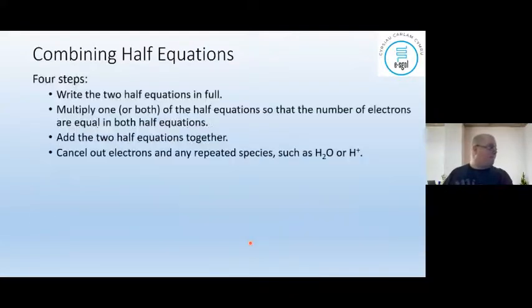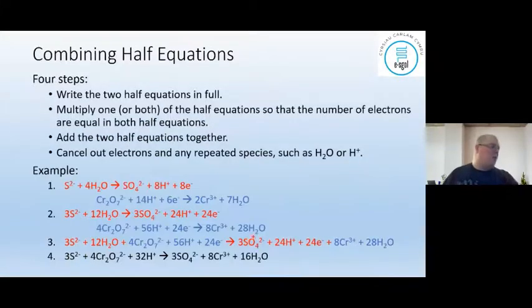Now, for the next example, a little bit more complicated. I'm going to take the 2 equations I worked with earlier, the sulfide to sulfate and the dichromate to chromium 3+, and combine those together. Now you can see that we've got 8 electrons for the oxidation equation and 6 for the reduction equation. Now, this is where your maths skills will come in, because what we're looking for here is the lowest common multiple of those 2 numbers.